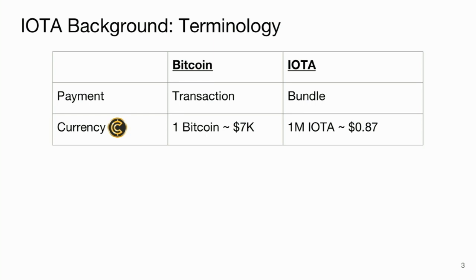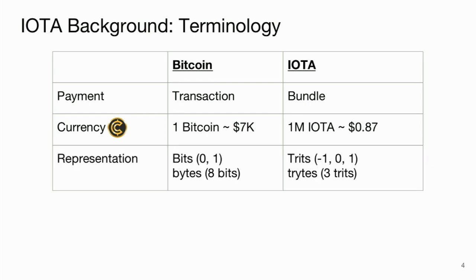But something else that's unique about IOTA and really interesting is that it uses what's called balanced ternary. So instead of bits and bytes, which are base 2, zeros and ones, IOTA actually uses trits and trytes. So it's -1, 0, and 1. That's the representation that it uses.